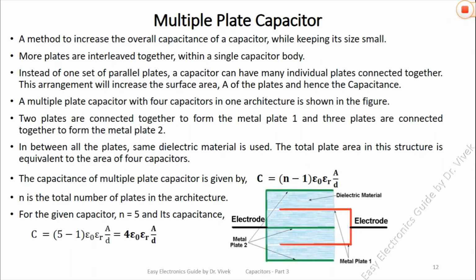Multiple plate capacitor is a method to increase the overall capacitance of a capacitor in which more plates are interleaved together within a single capacitor body. This arrangement will increase the surface area of the plates and hence the capacitance. If there are n plates in a capacitor, then the capacitance will be multiplied by n minus 1 times individual capacitance.